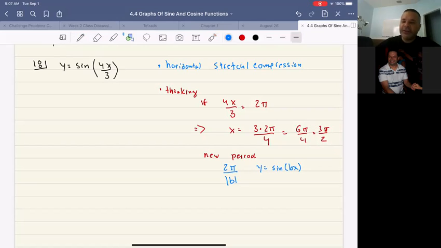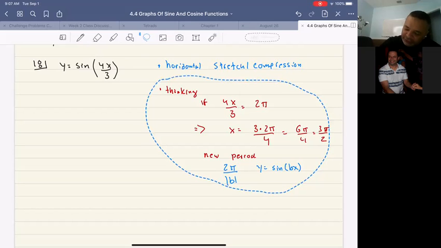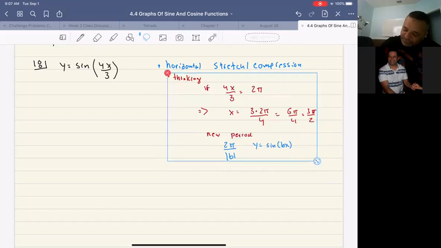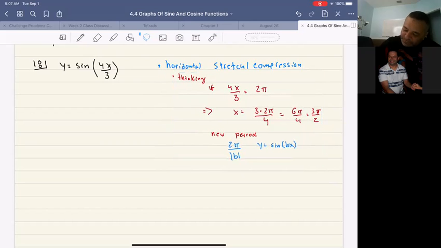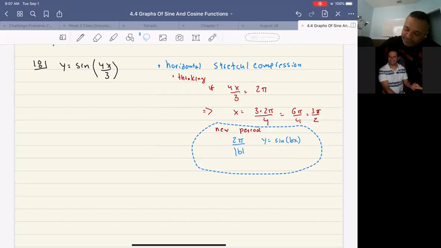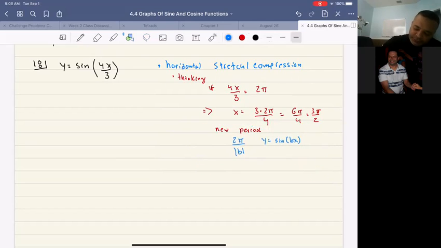Okay, let's start doing some graphing. Let me make this just a little bit smaller. I want to do that in a different color. There we go.